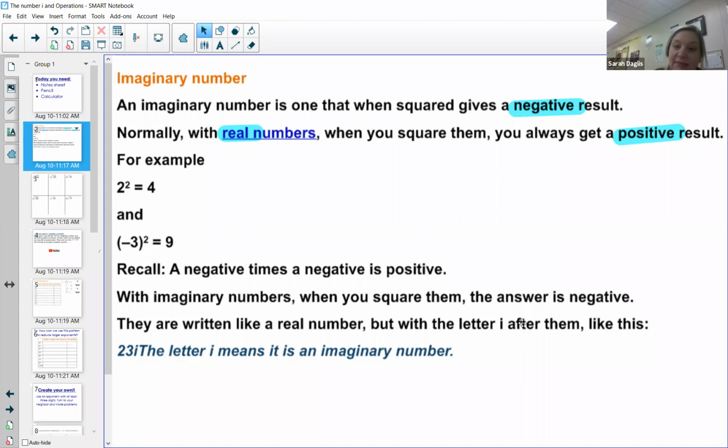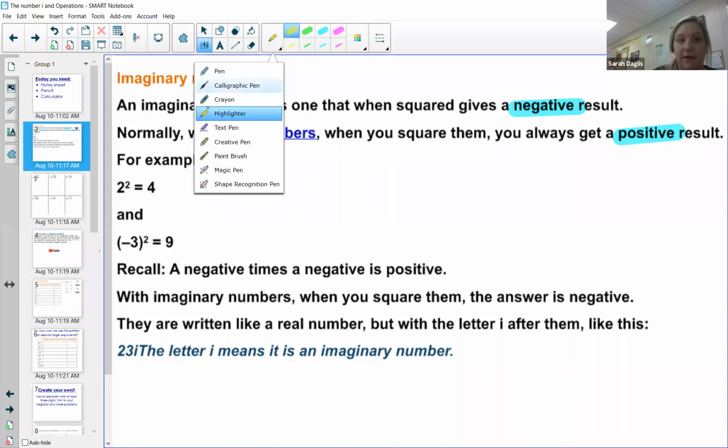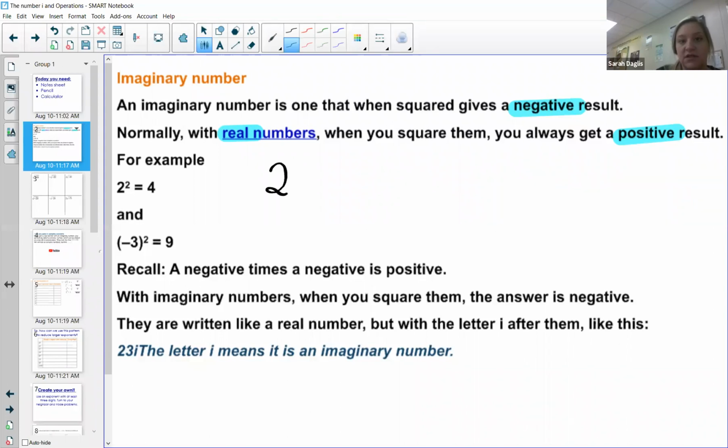You're going to see them written as the letter i. So i is actually a number. It's not a variable, okay? If you have 2x and you have 2i written, those are two completely different things. 2x versus 2i, okay?